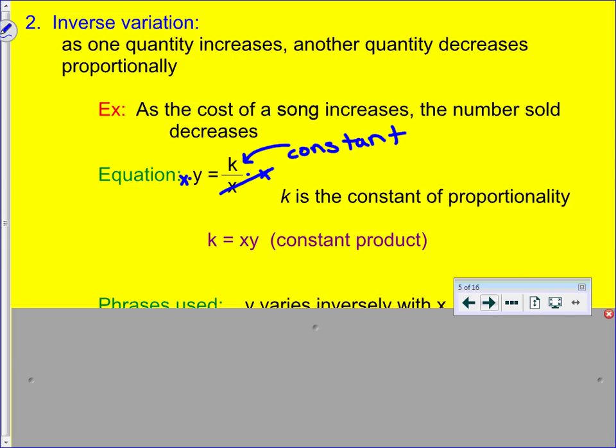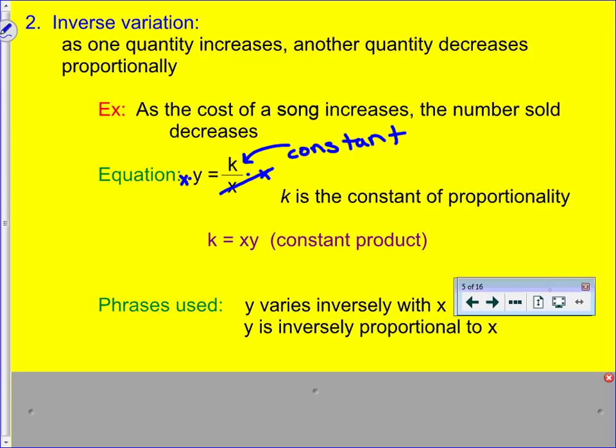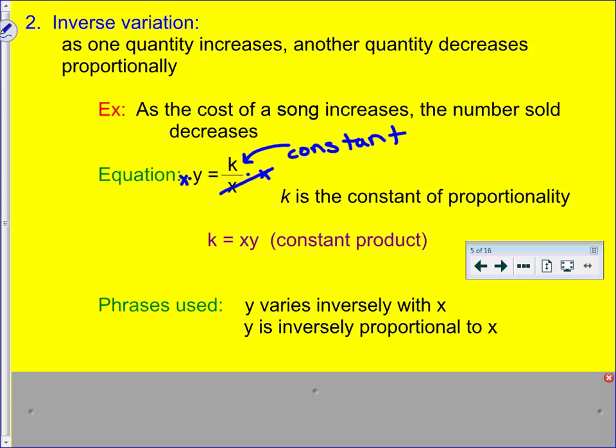Now, a couple ways to say an inverse function. We have y varies inversely with x. When you see that word inversely, that tells you right away that your x value is being divided by your constant. If you look at the second phrase that we have, same idea, y is inversely proportional to x. So that means inversely proportional means your x, again, has to be underneath your k value.